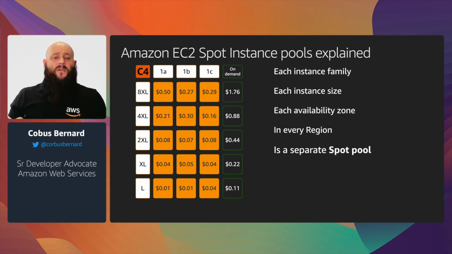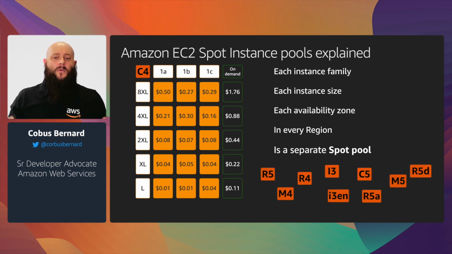So when you look at a specific block, remember that it's for a specific instance family, instance size, as well as availability zone. And this is an instance pool. And then also this pool price differs across the different family types that you're dealing with. So let's quickly jump into this specific example.